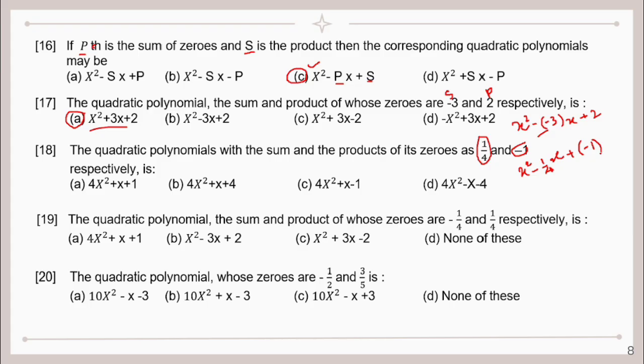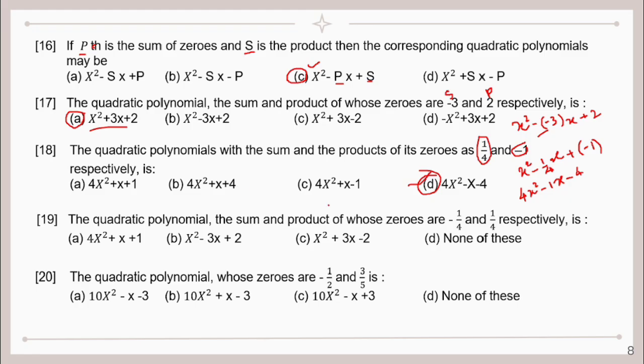So here 1 by 4 into x. This 1 by 4 you have to compensate or take it out. You will be multiplying all terms by 4 so that this 4 gets cancelled. So you will be getting 4x square minus 4 into 1 by 4 is 1, minus 1 into 4, minus 4. Do we have any option? 4x square minus x minus 4. So D is the right answer.